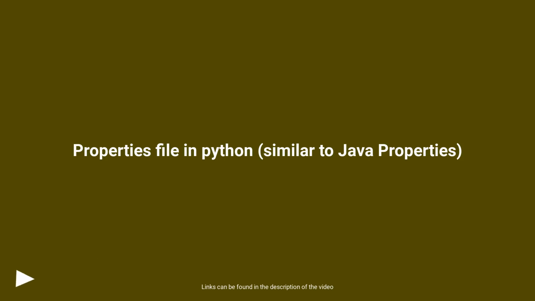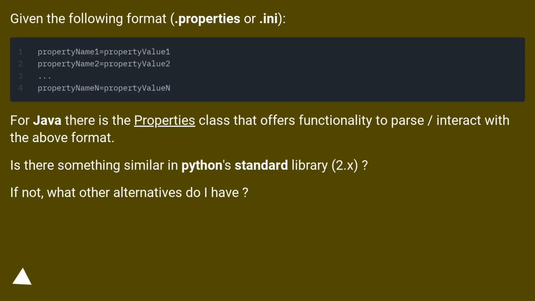Properties file in Python, similar to Java properties. Given the following format, .properties or .ini. For Java, there is the Properties class that offers functionality to parse and interact with the above format. Is there something similar in Python's standard library, 2.x? If not, what other alternatives do I have?